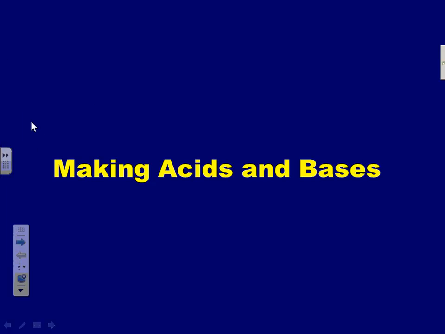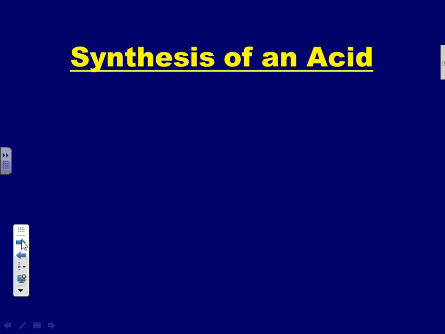So what I want to finish off today with is just talking about where acids and bases come from. This is more of a chemical kind of situation, not necessarily a historical one, but what types of elements produce acids and what types of elements produce bases. So let's start by talking about how acids are formed. So, synthesis of acids.